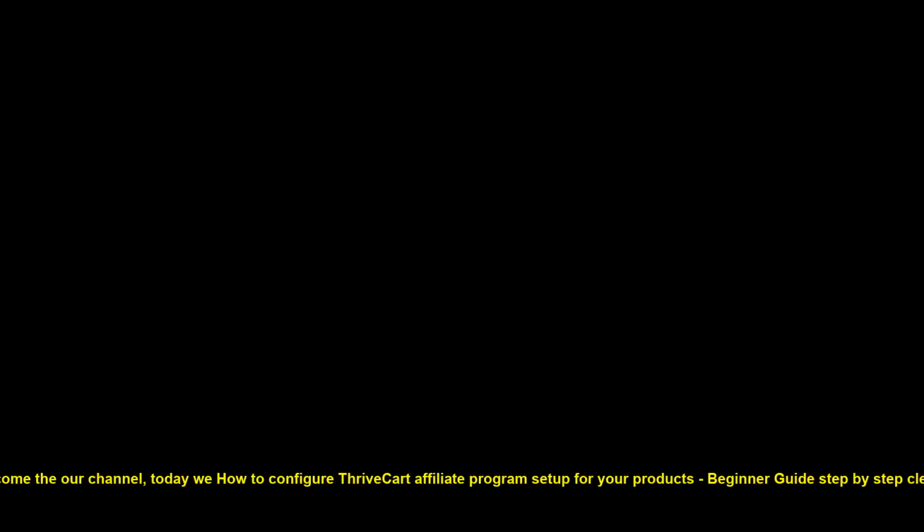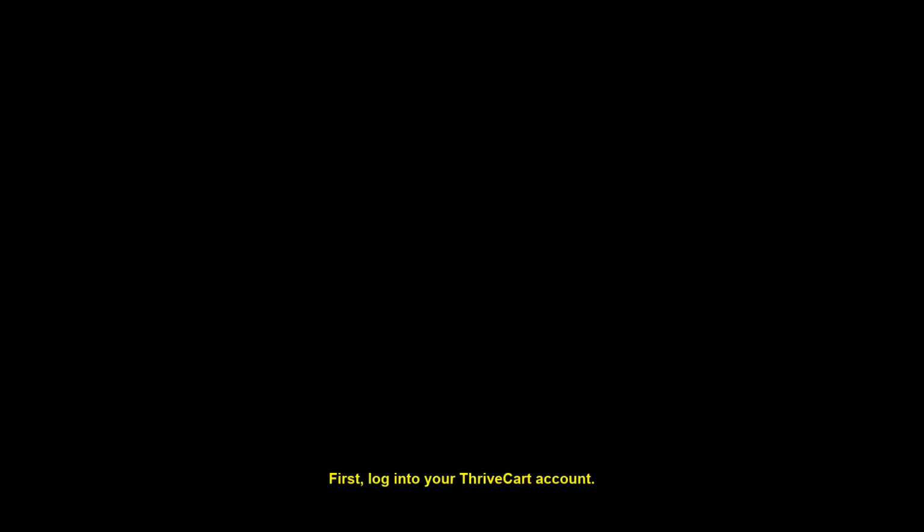step, clearly. First, log into your ThriveCart account. Navigate to the dashboard. Select products from the main menu. Locate the product you want to set up for affiliate marketing. Click on the product name to open its settings.